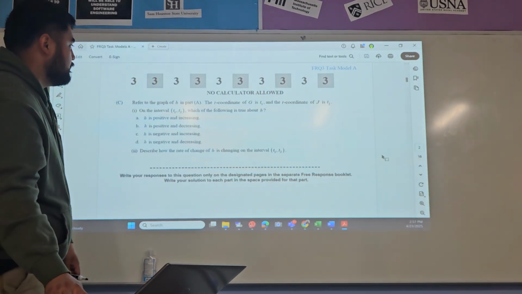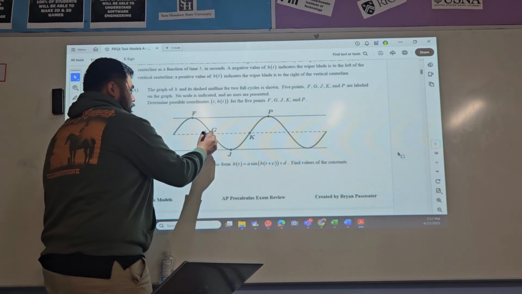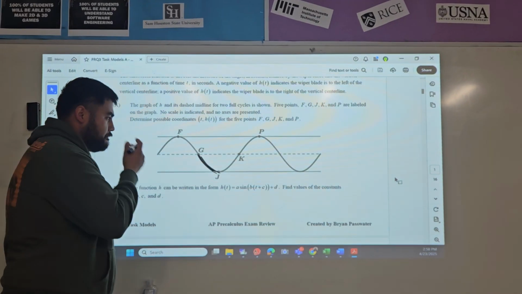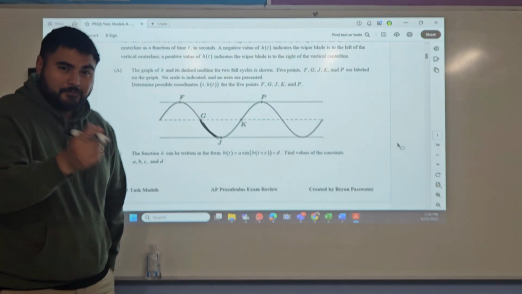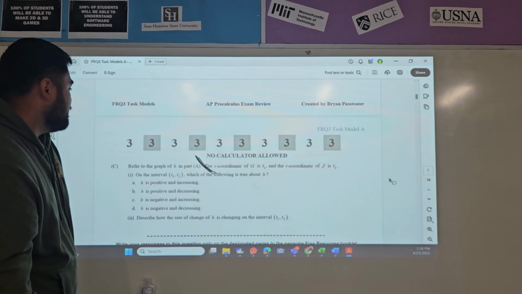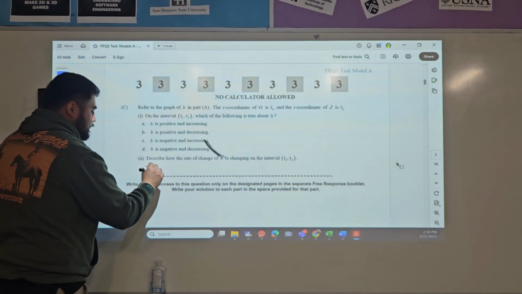So if I go up over here for G and J, obviously this is concave up, right? Do you agree, Luis? Yeah? So now from G to J, concave up. So if I go over here, just write in the beautiful sentence. This is concave up.